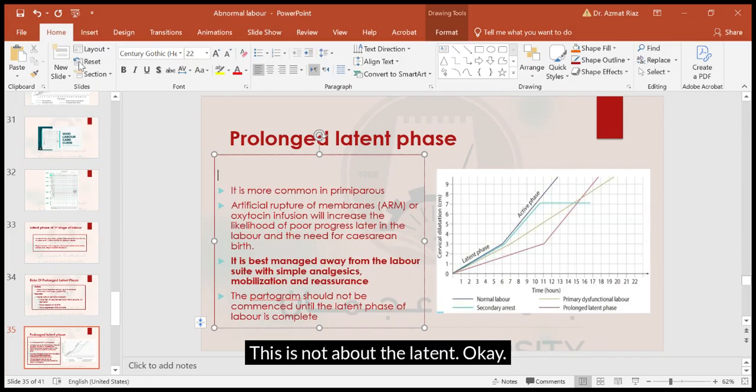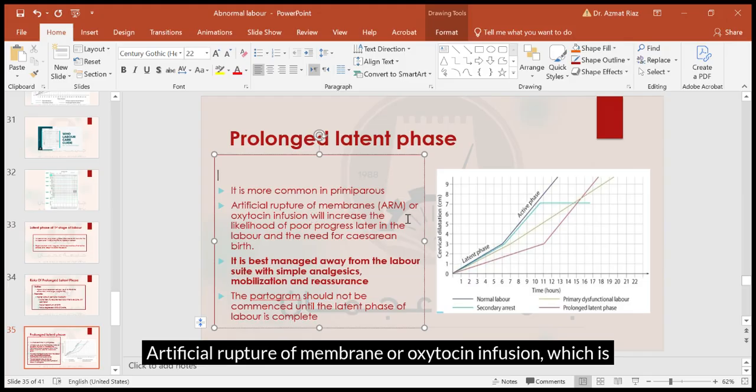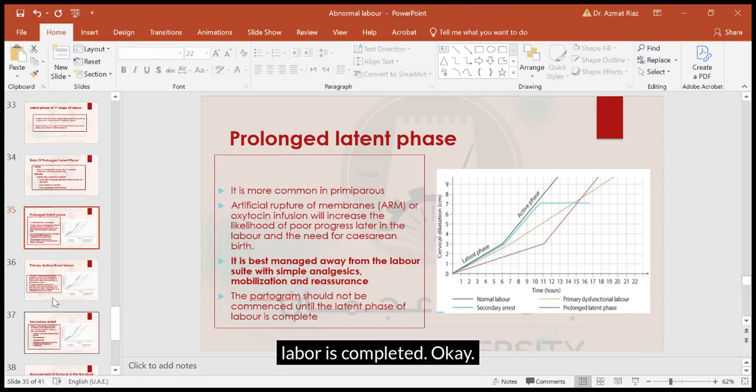So it is more common in primiparous women. Artificial rupture of membrane or oxytocin infusion, which is augmentation, right, will increase the likelihood of poor progress later in the labor and the need of cesarean birth. It is best managed away from the labor suite with simple analgesics, mobilization, and reassurance. The partogram should not be commenced until the latent phase of labor is completed.